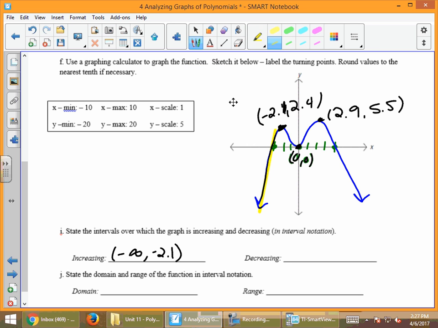So then here, we're increasing again, and we're starting where? And we stop at 2.9. Those are all of our increasing. Now we're going to take a look at where we're decreasing. We're going from a high point to a low point, which is right here. What x value do we start decreasing at? Good, negative 2.1. And where do we stop decreasing? Perfect.